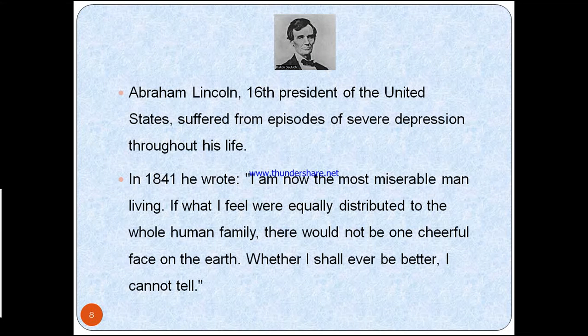One of the most iconic examples of major depressive disorder is Abraham Lincoln.